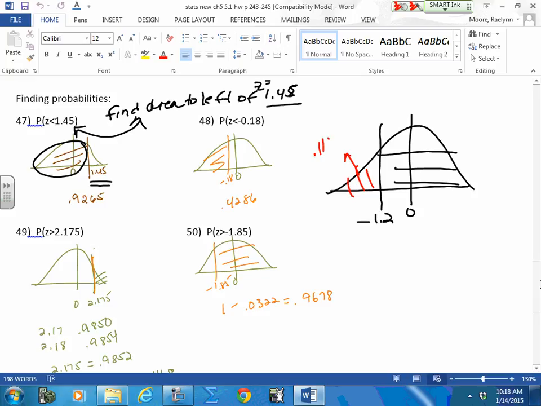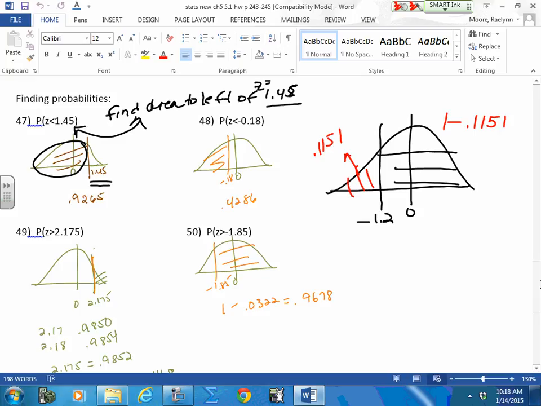0.1151. Now, does that look like that area is that small? It should be greater than 50%, right? So therefore, what do you do? Subtract it from 1. And that makes more sense. It's the same process on the negative side, and it doesn't matter what side you're on.